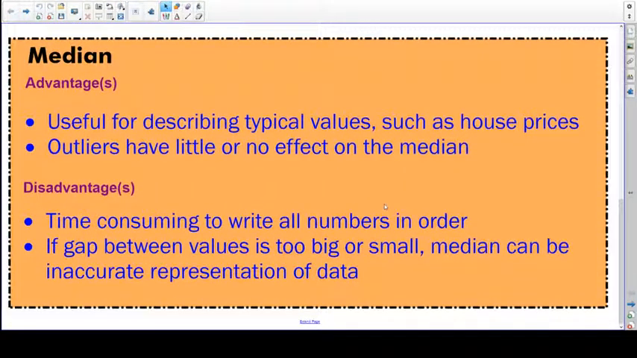The median is useful for describing typical values, such as house prices. Outliers don't have much or any effect on the median. However, it is time consuming to write all the numbers in order, especially if you've got a whole whack of them. And if there's a gap between values and it's too big or too small, the median could be inaccurate. So you have to be careful about being aware of what the distribution of the numbers is.